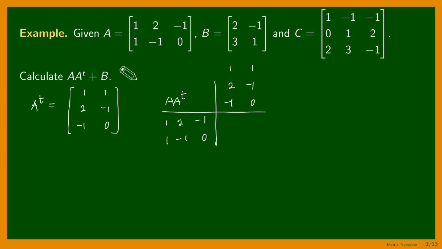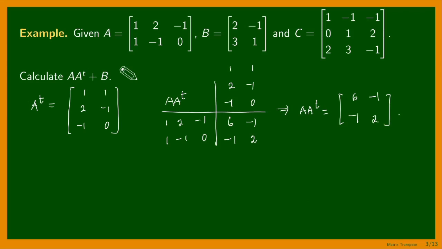Here, you get this row and this row. The dot product will be 1 plus 4 plus 1. That's going to be 6, right? First row, second column, the product is 1 minus 2, negative 1 plus 0. That's negative 1. Then this one is going to be 1 minus 2, negative 1 plus 0 is negative 1. Finally, second row, second column, it's going to be 1 plus 1 plus 0. That's 2. Therefore, A A transpose is going to be the 2 by 2 matrix 6, negative 1, negative 1, 2.